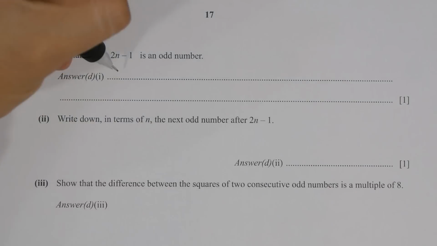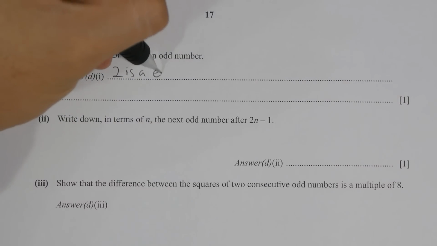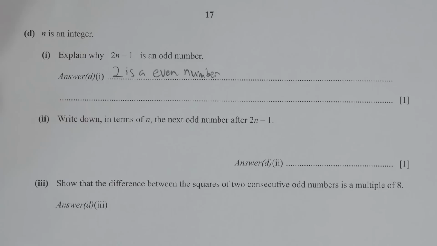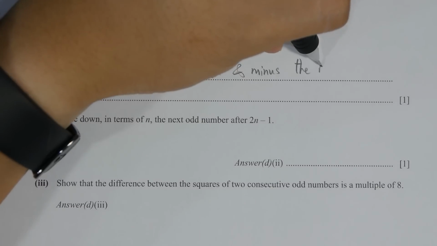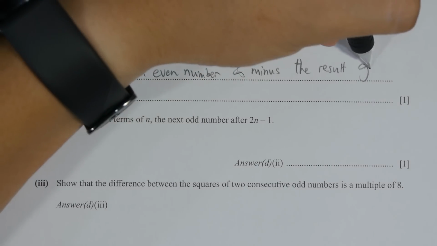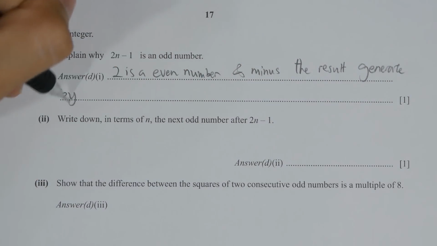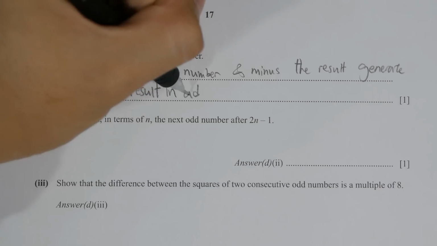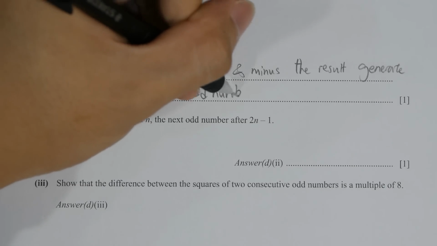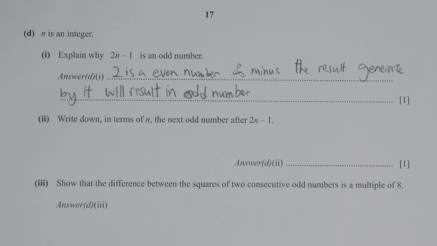For part D, n is an integer. Explain why 2n minus 1 is an odd number. Because 2 is an even number, and subtracting 1 from it will result in an odd number. So you can simply substitute any number into n, and you will get an odd number.